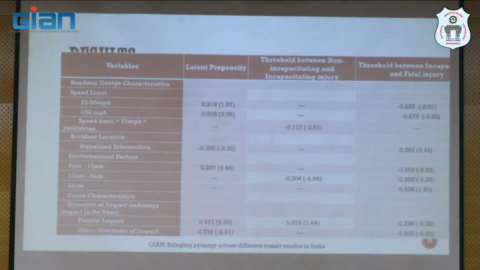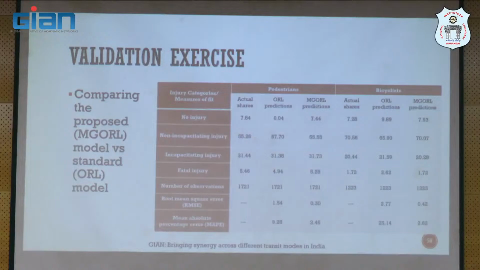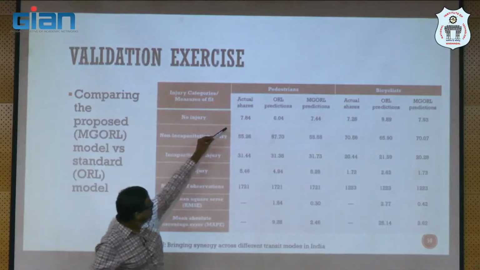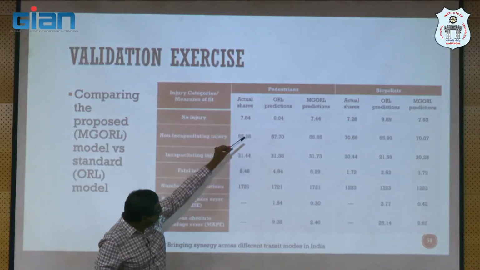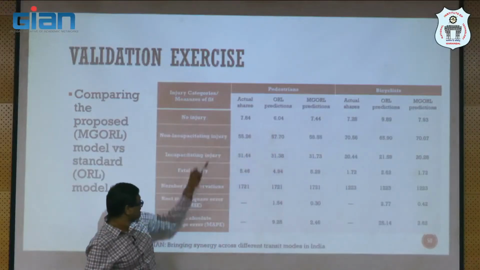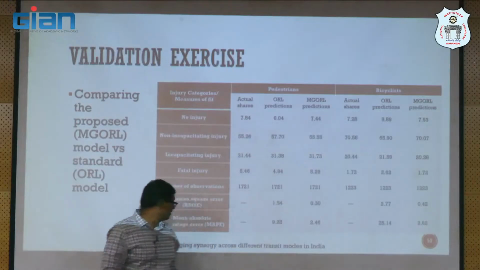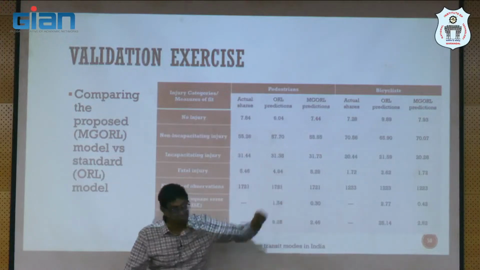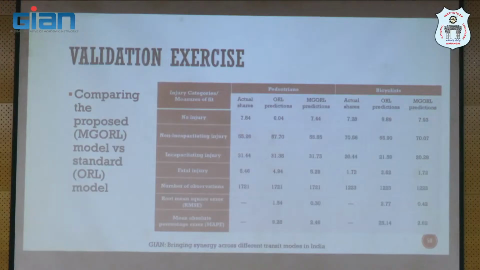Also, we tried roadway characteristics, accident location, environmental factors, and so on. So here we are comparing our model to the observed data and also with a standard ordered response model. We are looking at the prediction shares. The first column is the actual share, and you can see that the ORL model comes close, but not as close as the MGORL model. The MGORL model does a much better job. You can check the root mean square error and mean absolute percentage error is substantially better for the MGORL model, both for pedestrians and bikes. So it substantially improves the data fit.